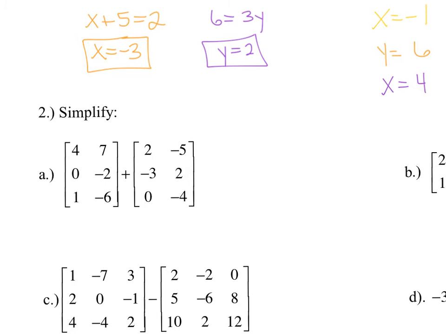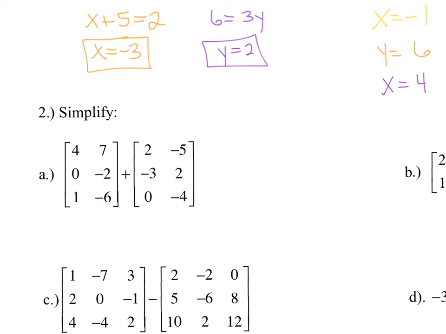For number 2, it says to simplify, and here we're going to be adding our matrices together. So the first thing we always want to do is measure our matrices, because they can only be added or subtracted if they have the same dimensions. So we have to make sure that they are the same dimensions.